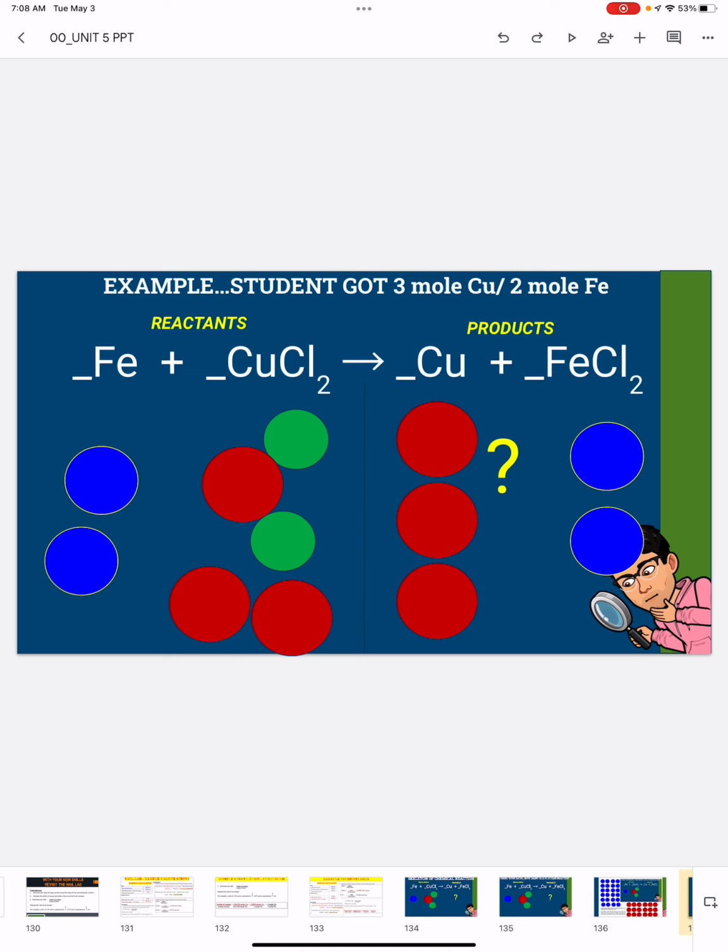Notice how I have a before and after. My reactants are before, and my products are after. I have to have the same number of copper atoms before as I do after because of the law of conservation of matter. Same thing with iron. I had 3 moles of copper atoms for every 2 moles of iron atoms. So I had 2 iron atoms that reacted with the 3 copper atoms. So I put 2 blue circles on the right side, and I had 2 blue circles on the left side because of conservation of matter.